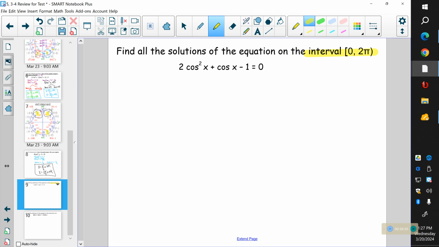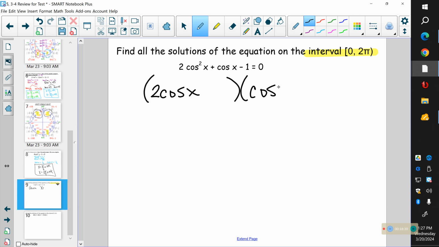Send the 1 to the other side. I would not send the 1 to the other side. Factor into 2 binomials. Make sense? Yeah. So this is going to be 2 cosine of x and cosine of x. How do I break up 1? Positive 1 and negative 1. I need to have a positive cosine. So what goes in my first parenthesis? Minus. And my second parenthesis, plus.